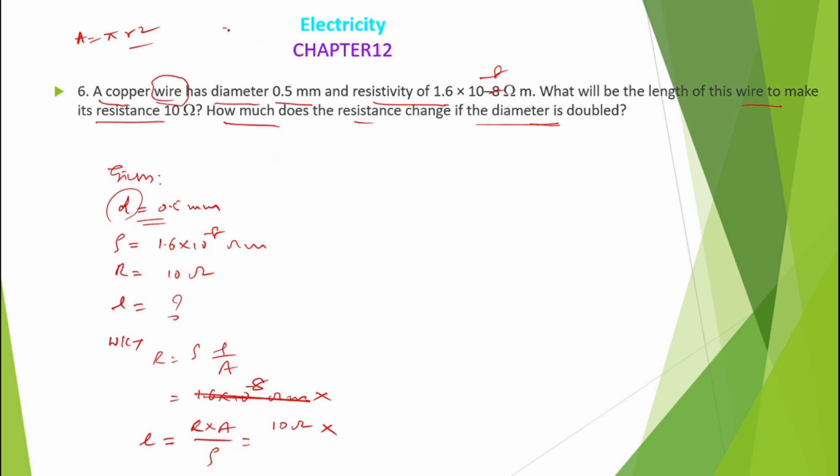Now just you see, once again I will explain. This is a circle, this is center point, this is one radius, this is one radius, R. So total is this dia. So that means D is equal to 2R. That means R is equal to D by 2. Correct? So which is equal to 0.5 divided by 2 mm.